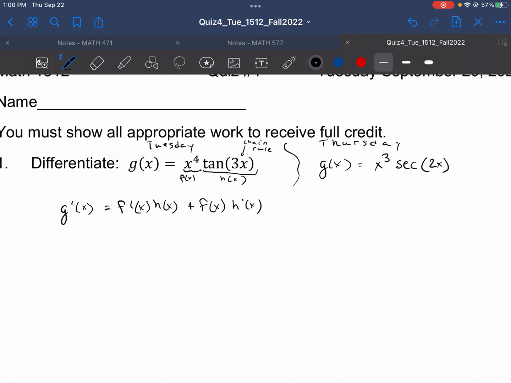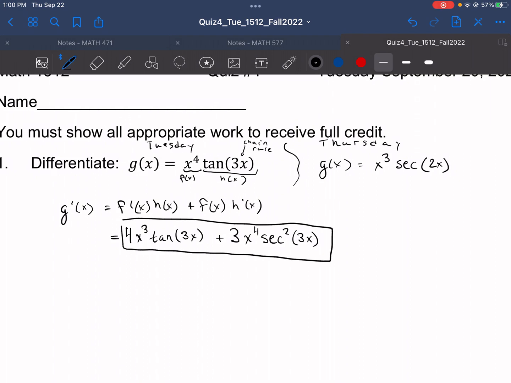So we can use the power rule and see that our f prime of x should be 4x cubed times h of x, which was tangent of 3x. And then plus our x to the fourth times the derivative of tangent, which is secant squared of that 3x, times the derivative of the inside, which was 3. So we would get 3x to the fourth times secant squared of 3x. So this should be our answer for the Tuesday quiz.